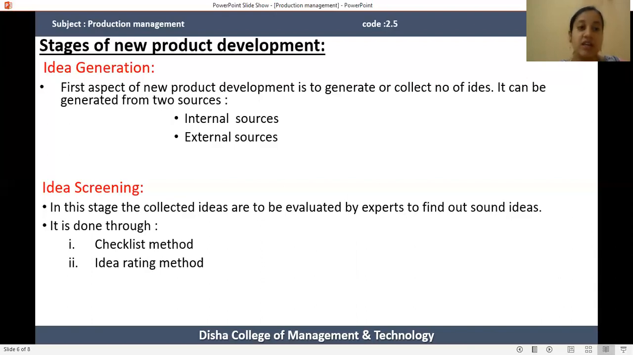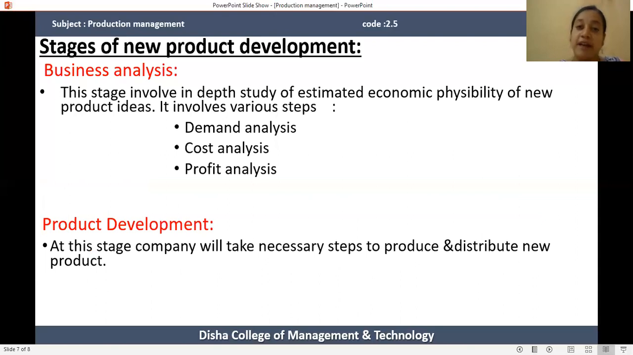The next stage that the production department has to follow in new product development is business analysis. This is a vital, very important stage of new product development. In the idea screening stage, the second stage, the organization is no doubt able to identify some alternatives suitable to produce, but the organization has to identify one alternative for producing. This can be identified with the help of business analysis. In the third stage, the organization is able to identify which alternative is suitable for them.